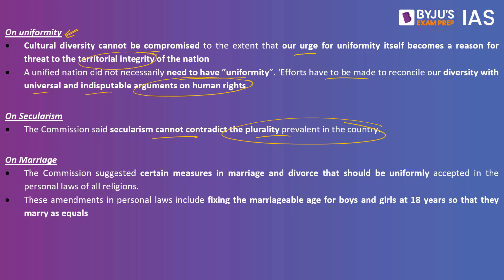And ultimately, the only thing that it said was in terms of marriage, where the commission suggested that certain measures in marriage and divorce should be uniformly accepted in personal laws of all religions. These amendments in personal laws include the fixing of the marriageable age for boys and girls at 18 years so that they are marrying as equals. This is primarily to remove the stereotype that wives must be younger than the husbands. These are some of the recommendations that have been given by the Law Commission as well.